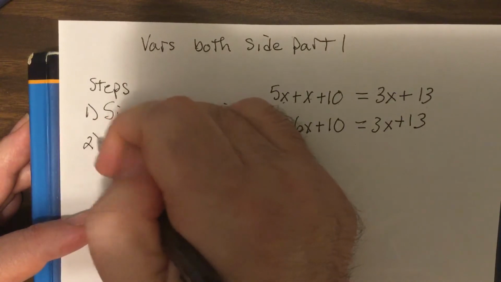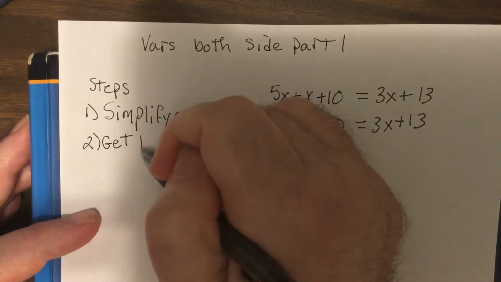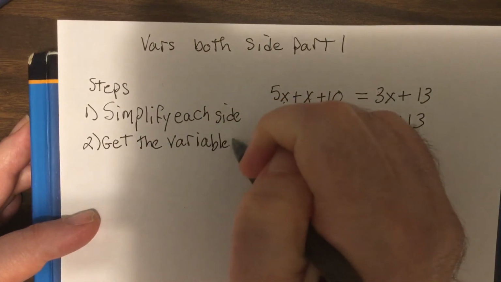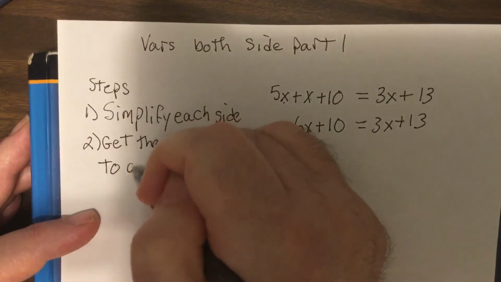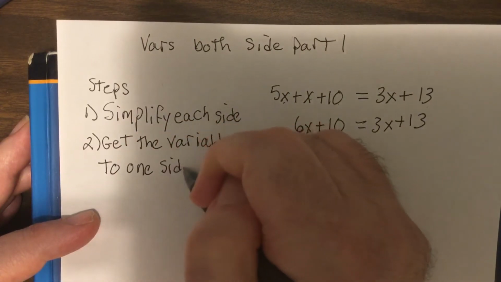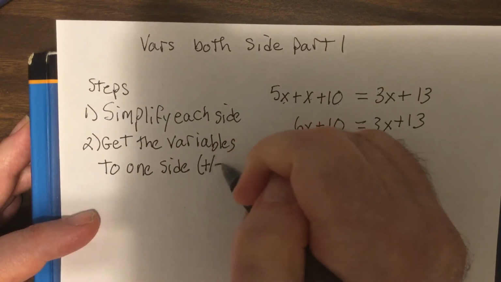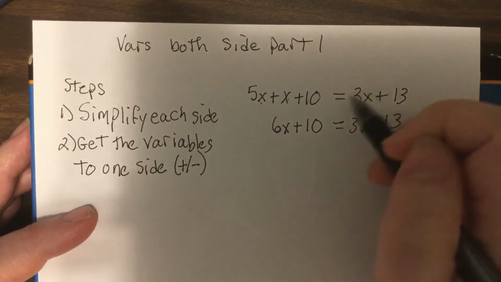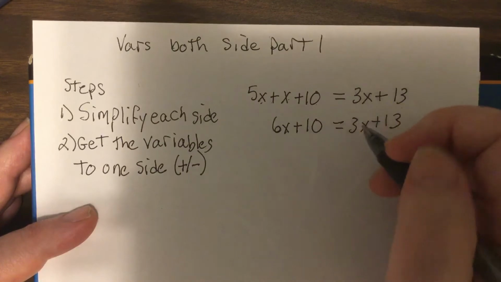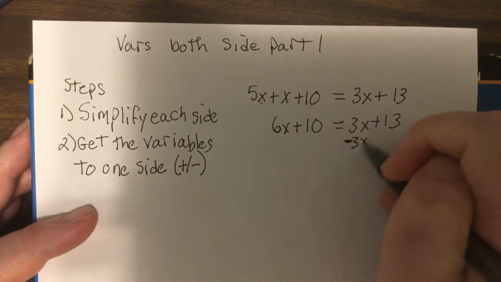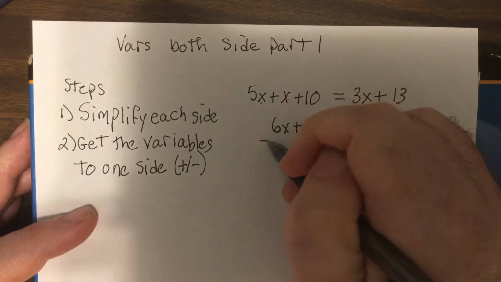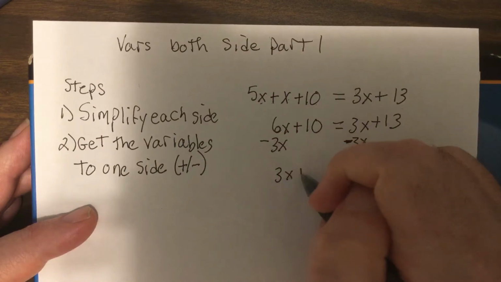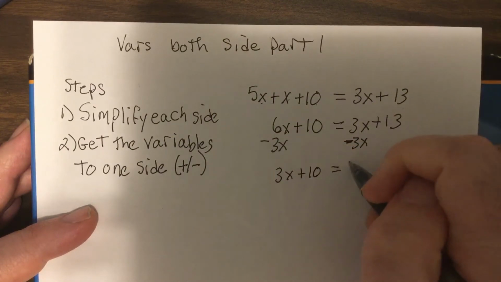Step 2. You want to get the variables to one side. And that will involve adding or subtracting. So, I want to get rid of one of the variable terms. That's another way of saying it. But I'm going to subtract 3x, because 3x minus 3x is 0, but I can only do that if I also do it to this side. So that would be 3x plus 10 equals 13.